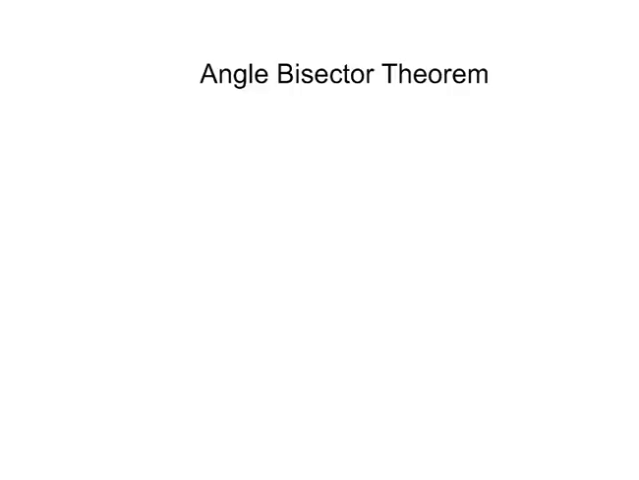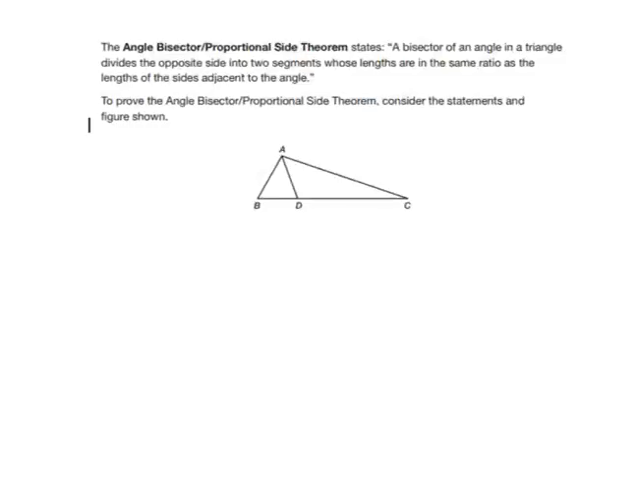We're going to discuss the angle bisector theorem. Angle bisector theorem is a pretty simple theorem that we're going to work with. All it tells us is that the bisector of an angle in a triangle divides the opposite side into two segments whose lengths are in the same ratio as the lengths of the sides adjacent to the angle.